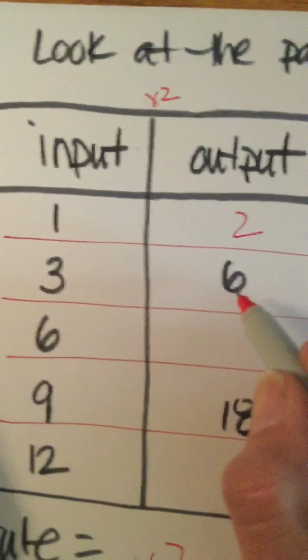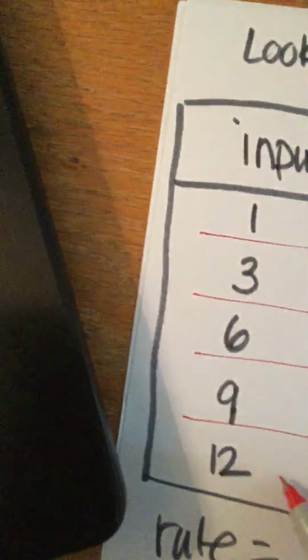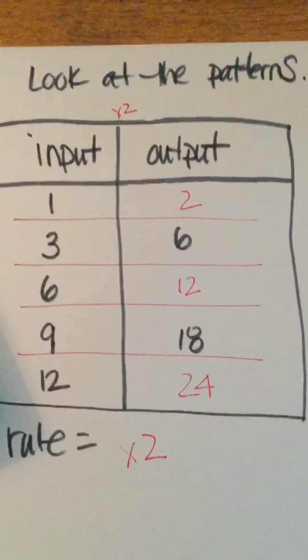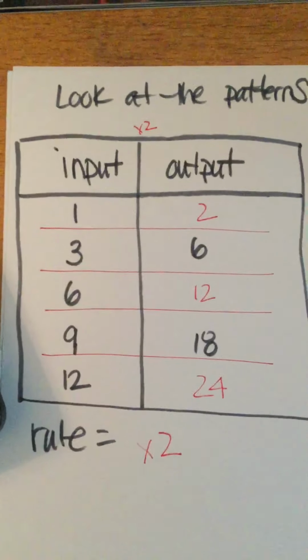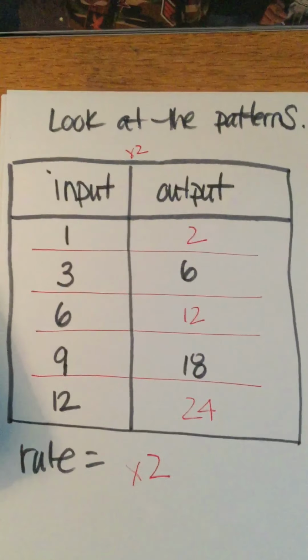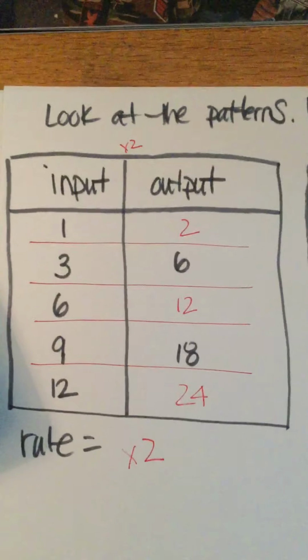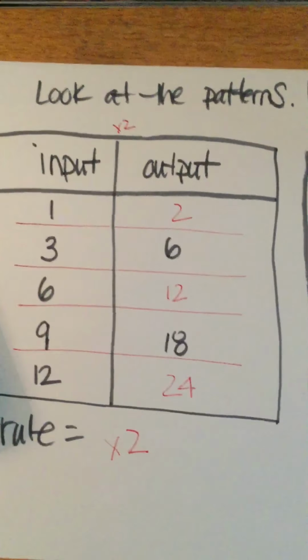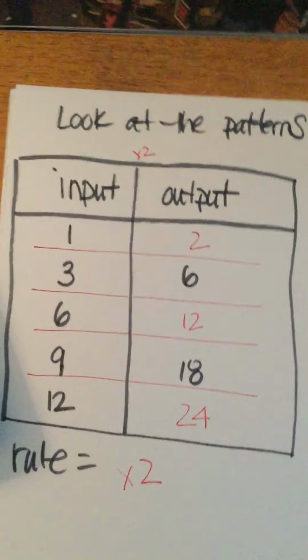3 times 2 is 6. 6 times 2 is 12. And then 12 times 2 is 24. So as you can see the pattern for this table that I created, 1 times 2 is 2, 3 times 2 is 6, 6 times 2 is 12, 9 times 2 is 18, and 12 times 2 is 24. So in this case, my rule is multiply or times 2.